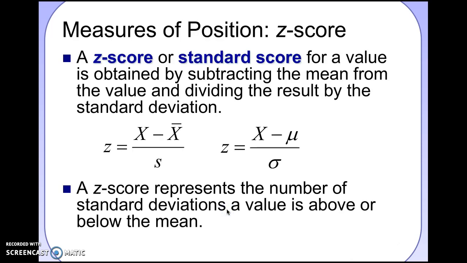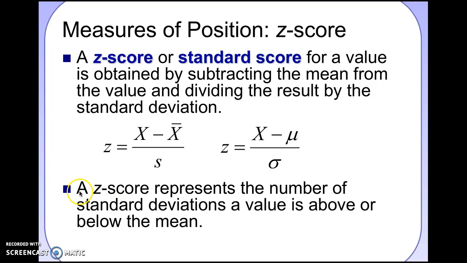A z-score, or standard score for a value, is obtained by subtracting the mean from the value and dividing the result by the standard deviation. As you can see, you've got the z-score for a sample, and this one is for your population. If the standard score is 0, then the data value is the same as the mean. We are going to assume that the data were obtained from samples.